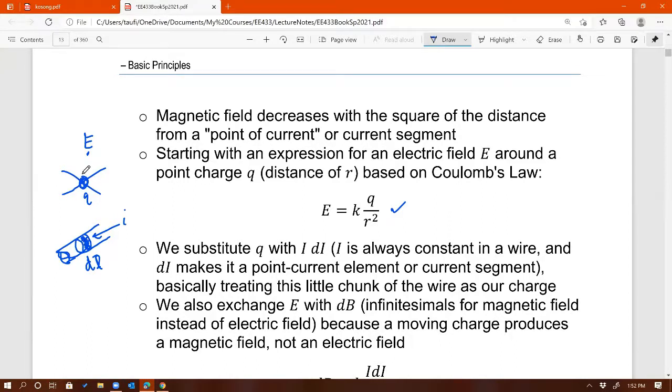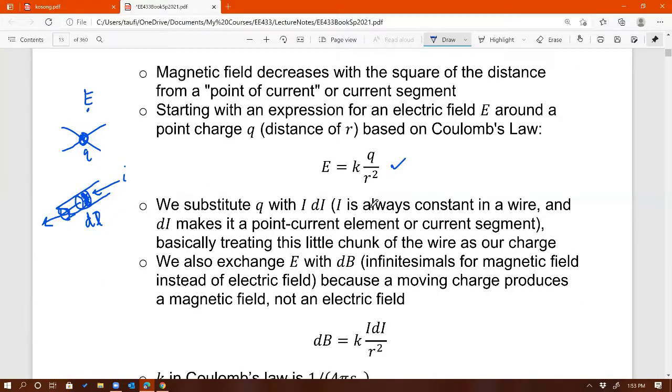Unlike an electric charge, a point charge radiates its field all around it, going in all directions. For a chunk of conductor that has current I, it has a particular direction. It's not going all over the place, unlike a point charge. For this picture, for example, that direction is going to be that way only, because current is flowing that way. So this quote unquote point current is going to have one direction instead of radiating all over the place.